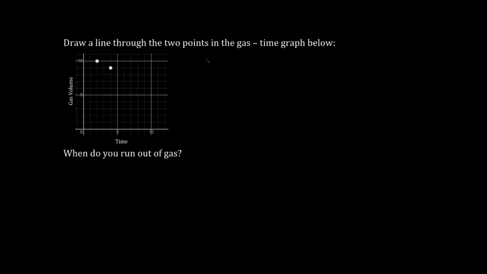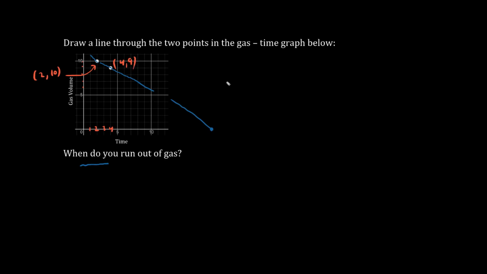We draw a line through the 2 points in the gas-time graph below. So we can see that as time passes, we're losing gas volume, and eventually we'll hit the x-axis when we run out of gas. So the question is, when exactly do we run out of gas? Let's label these points. We have 1, 2, 3, 4, 5 as time. So this point here is 2, 10, and this point here is 4, 9.